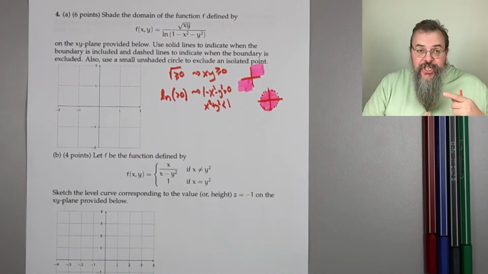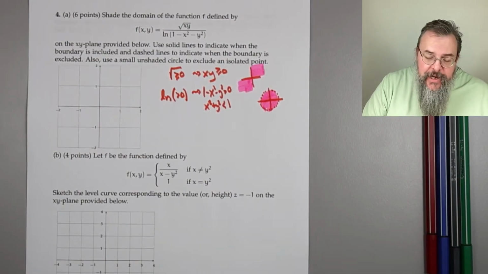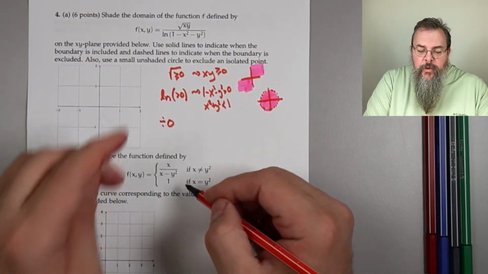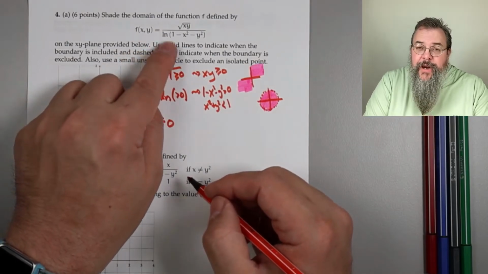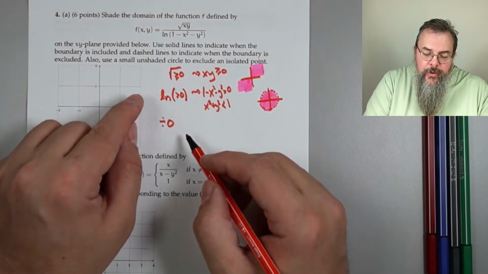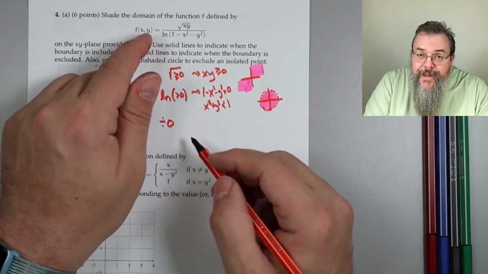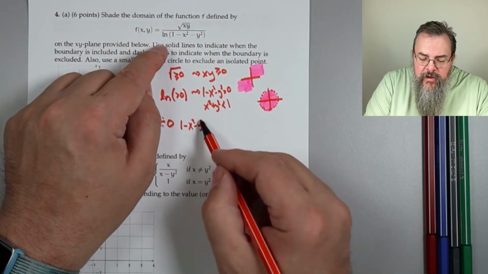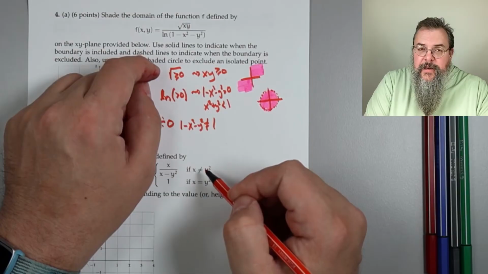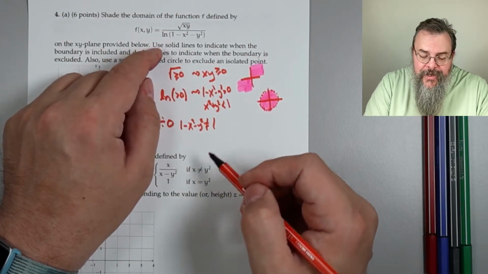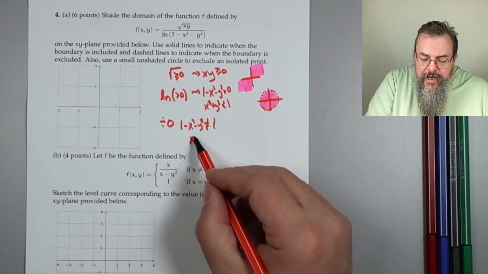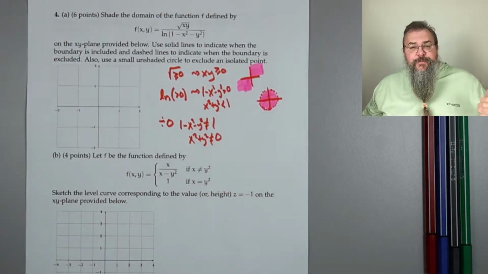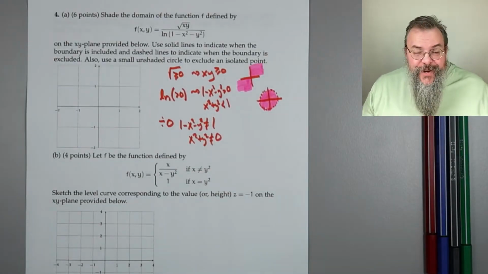Now, one last thing. We see there's a division going on here. And when we divide, we cannot have a division by 0. That's our problem. Well, when would log of 1 minus x squared minus y squared be 0? Well, that's if we had log of 1, because log of 1 is 0. So what we really need is that 1 minus x squared minus y squared cannot be 1, because otherwise we're dividing by 0. Well, that's the same as saying x squared plus y squared cannot be 0. Well, when does x squared plus y squared equal 0?